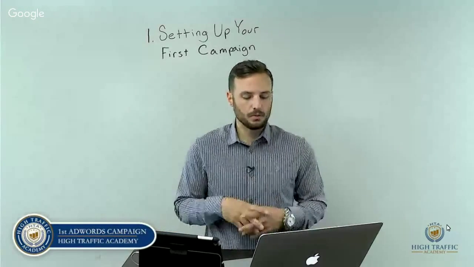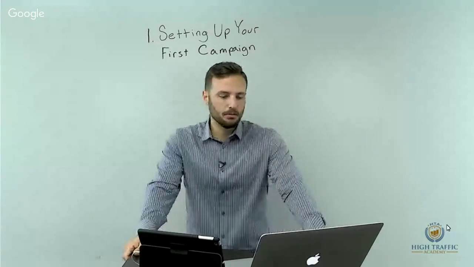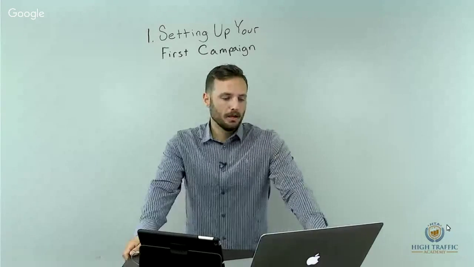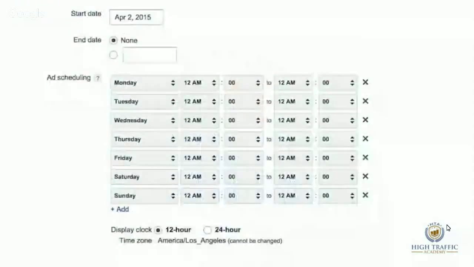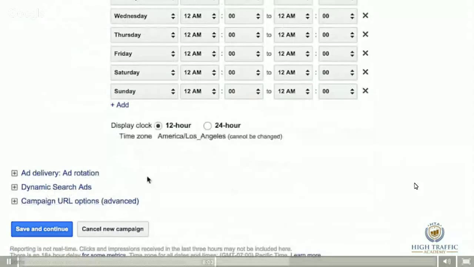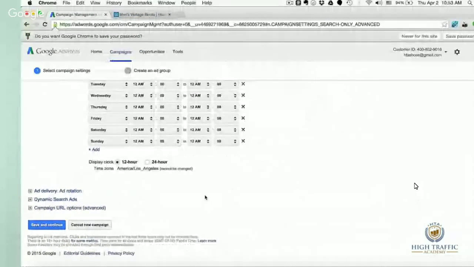Some service providers will shut their ads off at 5 p.m. so they're not accruing clicks at a time where they're not available to take the call from whoever the lead or user may be. But in general e-commerce, you just run your ads 24 hours a day. So for here, we'll just leave that alone. Down here, ad delivery, ad rotation, dynamic search ads, campaign URL options, all of that stuff will come in our more advanced training series. For our purposes today, we're going to just get a basic campaign set up. So now that we're done here, we'll click Save and Continue.